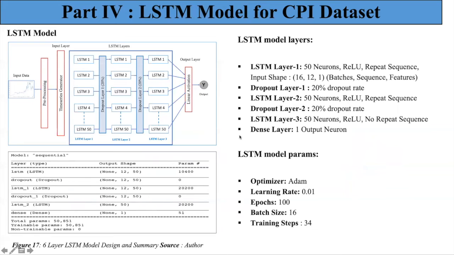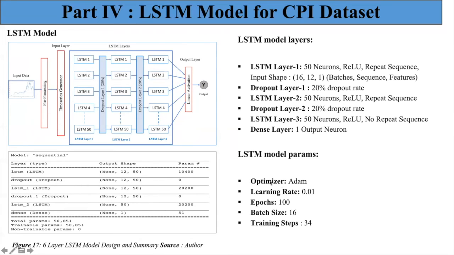So in the first part, part 4, I have simply built a basic LSTM 6-layer model where I have 3 LSTM layers with 50 neurons in each of them, and a dropout layer with a 20% dropout rate. Basically, it will set some of these neurons' output to 0 on a random basis, so it can provide better randomness to the learning process.